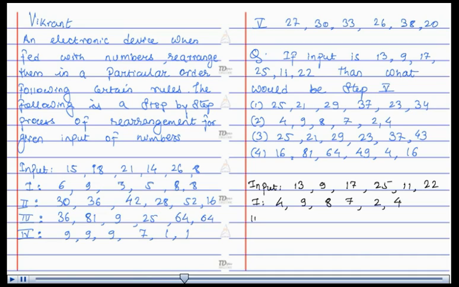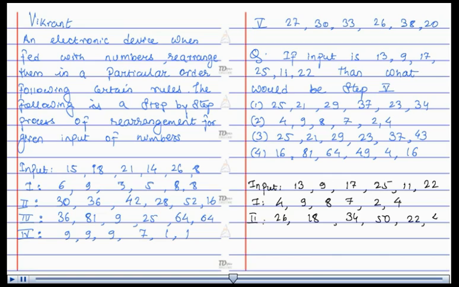Now, step 2 will be 2 times the input, that is 13 into 2 is 26, 9 into 2 is 18, 17 into 2 is 34, 25 into 2 is 50, 11 into 2 is 22, 22 into 2 is 44.